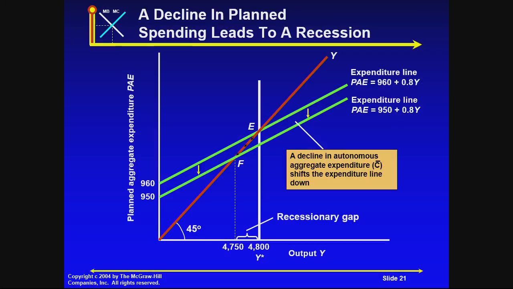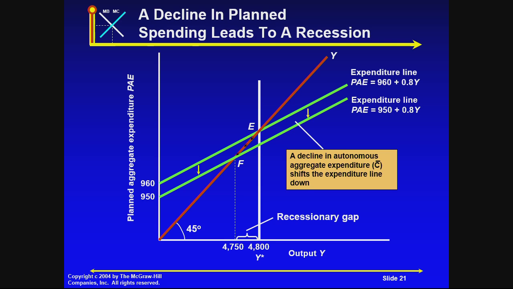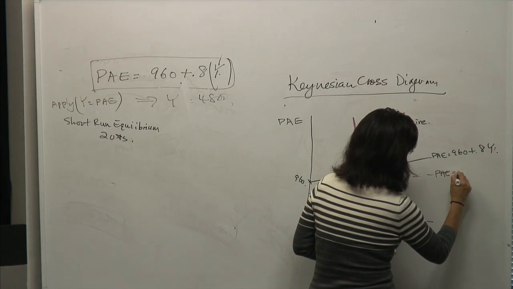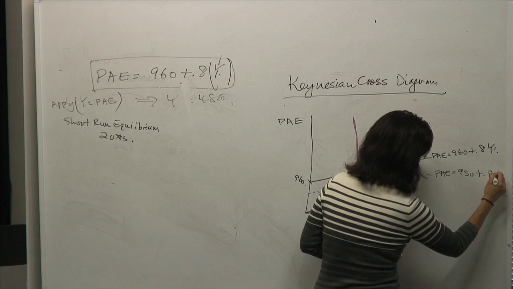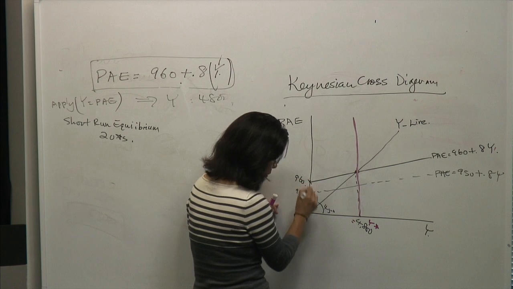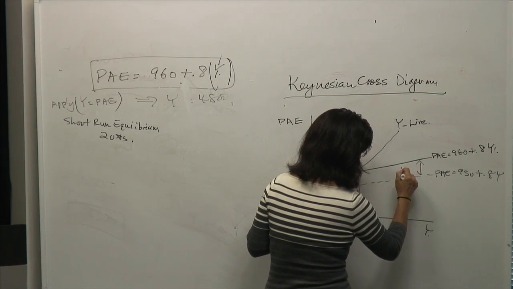Next we say, what if we drop the PAE equals 960 plus 0.8y by 10 units down? Okay, so what that means is if you drop it by 10 units down, then basically this line would drop down. Same slope, all that. So this becomes PAE equals 950 plus 0.8y. The slope is still the same, and the intercept term now is 10 units lower. Okay, everybody? So the distance here is 10 units.